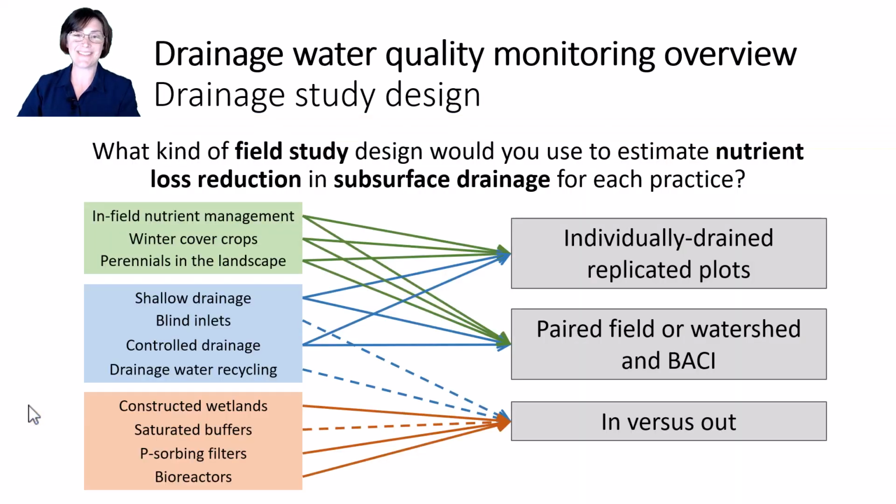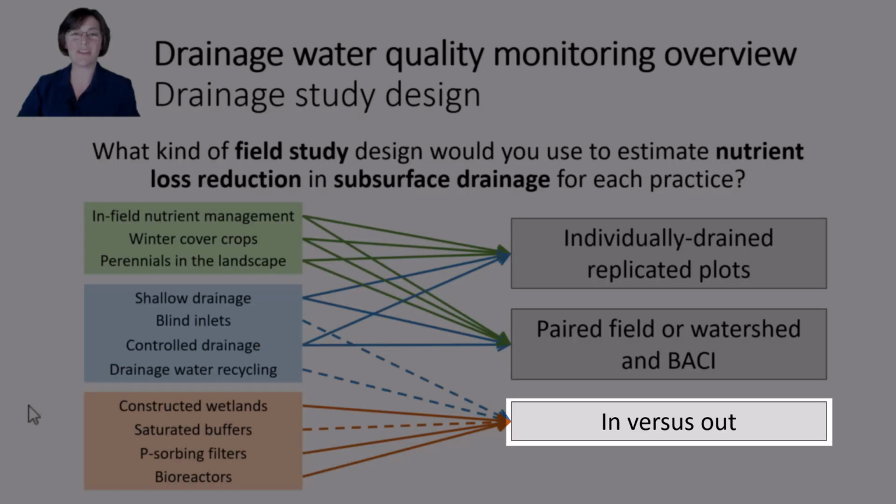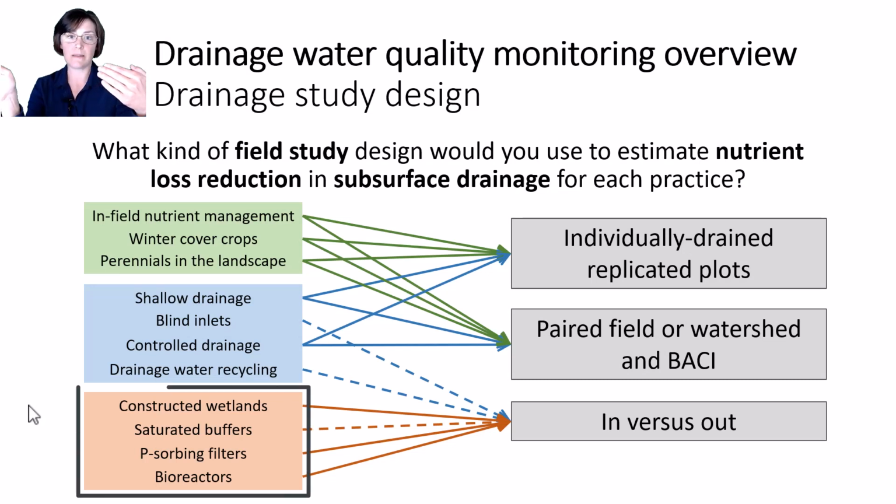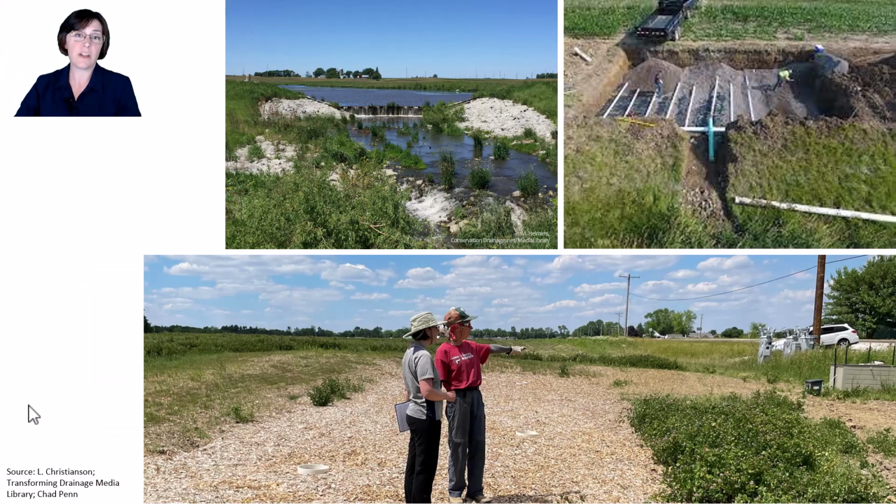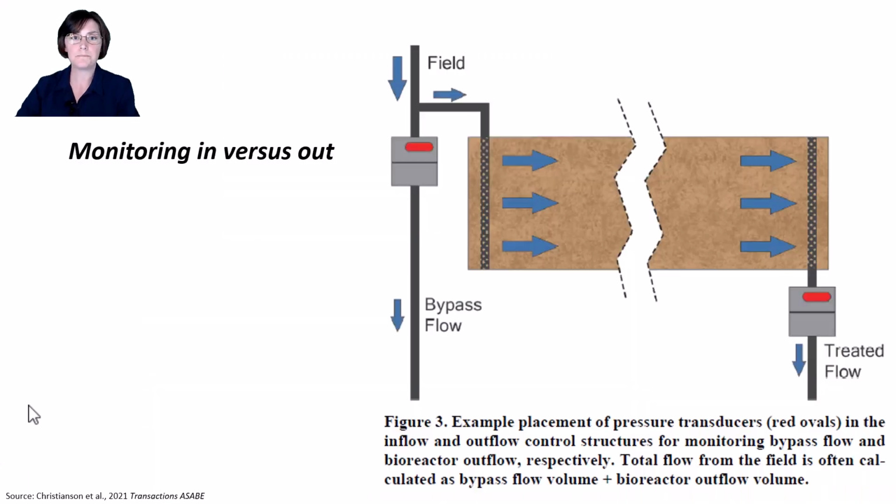And the last kind of study, and frankly, my favorite kind of study, is where you simply monitor the nutrient load coming into the practice and the nutrient load leaving the practice. This obviously only makes sense with edge-of-field practices, because edge-of-field practices like wetlands, P-sorbing filters, and bioreactors are the only type of practice where you can feasibly sample water entering and water leaving. You cannot study a cover crop, for example, in the same way.